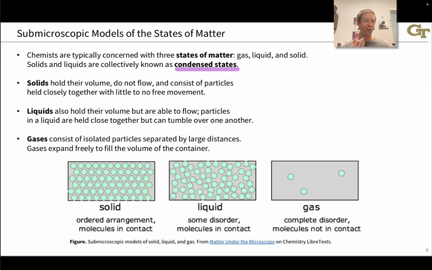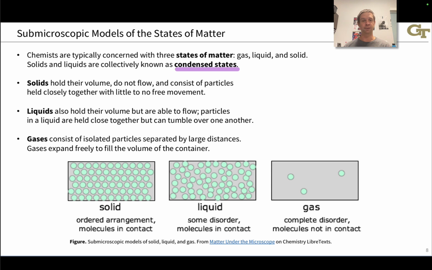And so these submicroscopic representations of gases, liquids, and solids give rise to the properties that you see indicated above. Solids hold their volume since the particles are stuck in place. Liquids are able to flow since particles can move over one another. And gases expand to fill the volume of their containers, and particles within a gas don't really interact with one another. Keep these representations in mind. They'll be highly useful, especially bridging the gap from the macroscopic to the submicroscopic.